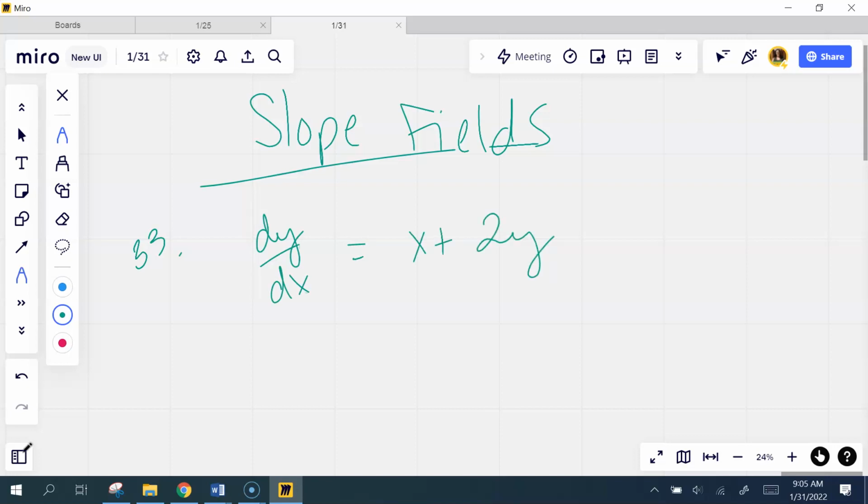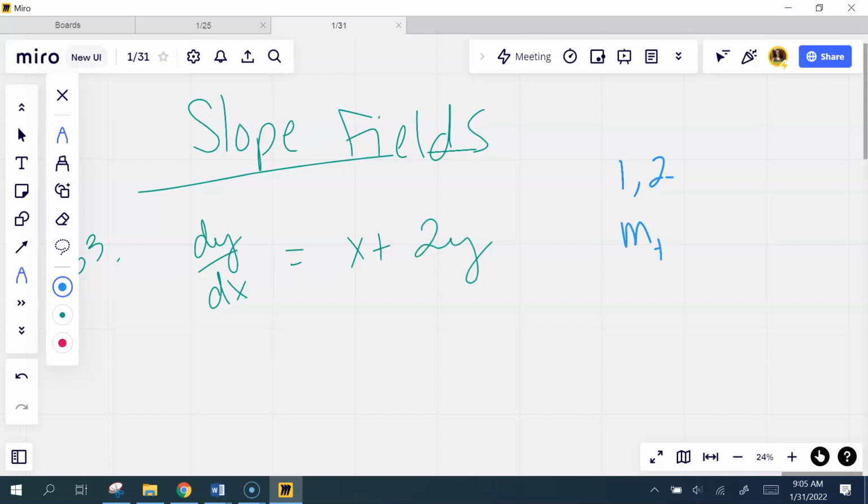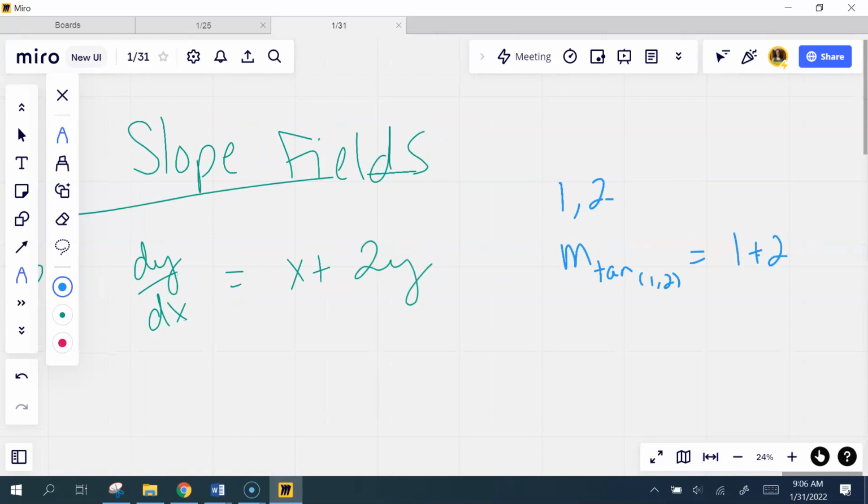What this means is that anywhere I go on my graph, I can find the slope of the tangent line at a particular point by using this equation, right? So if I went to the point (1, 2), the slope of the tangent line at (1, 2) would be 1 plus 2 times 2, which is 5. That's a pretty steep slope, right?